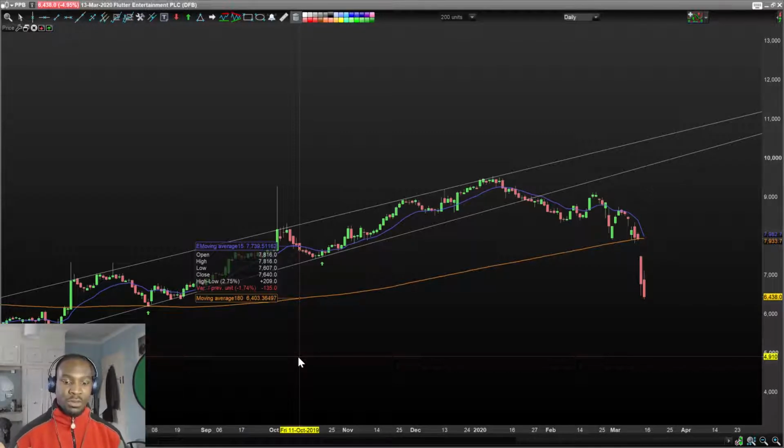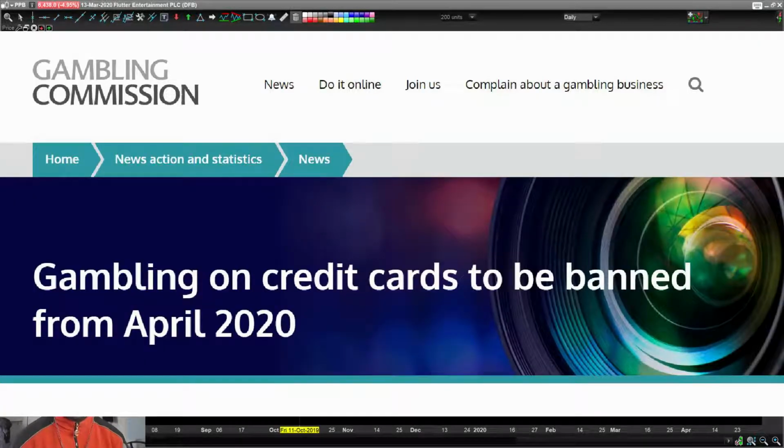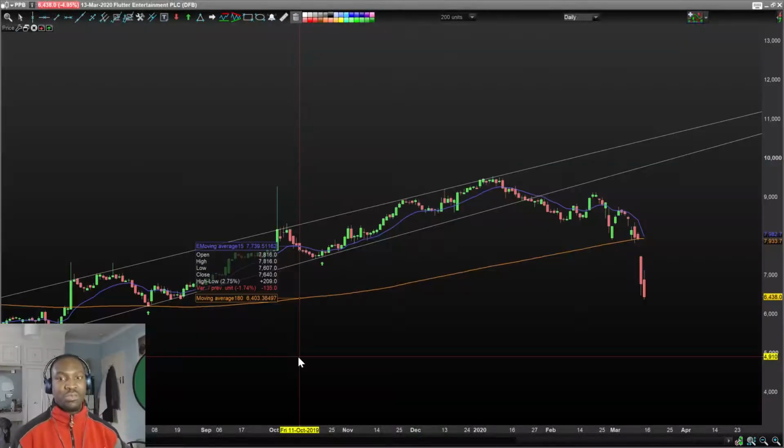So first of all, in April coming up, the Gambling Commission are going to ban credit card payments being made to credit your gambling account. This will prevent people that have serious gambling problems from being able to use credit to fund their accounts, which I think is a good thing. But this will also mean that it's going to eat into a lot of profits of these gambling companies.